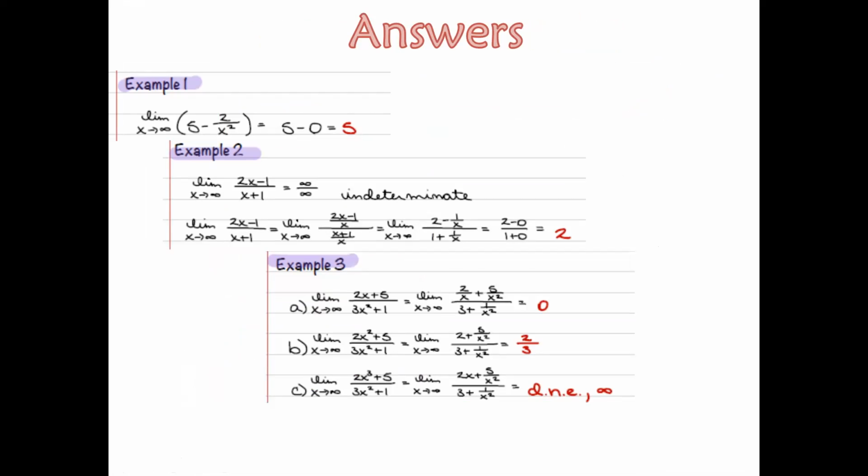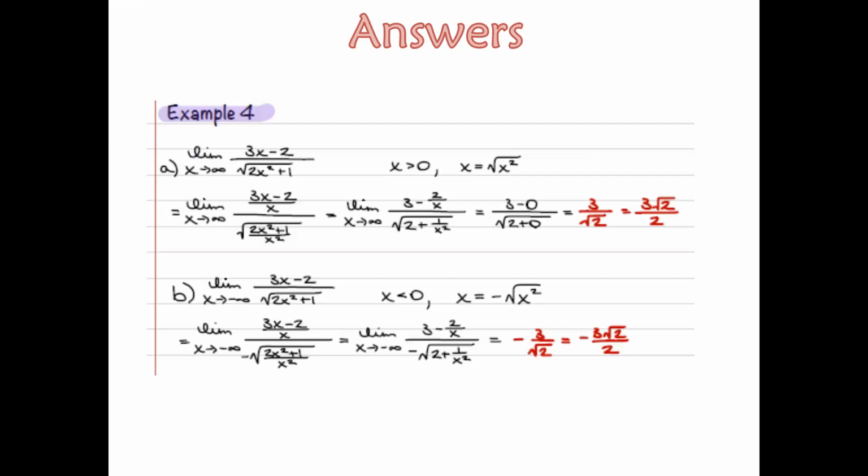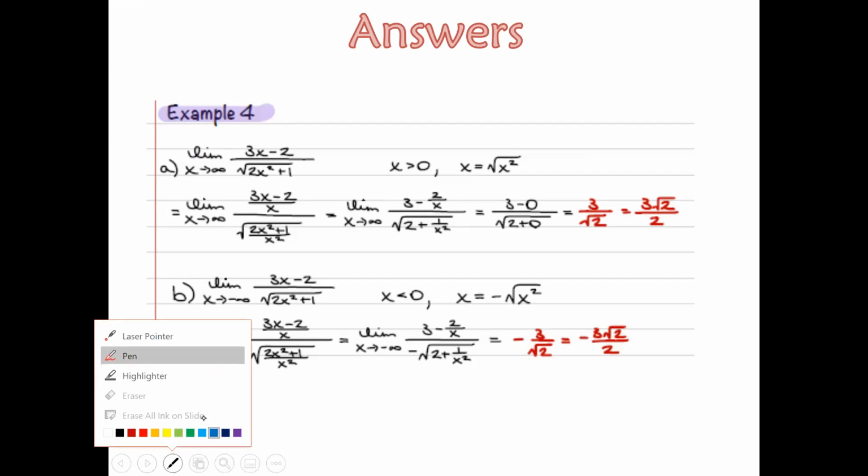Okay, here are the answers. Take a look at them for 1, 2, and 3. Example 4. For example 4, B, especially with the square root, you want to be careful with the square root.